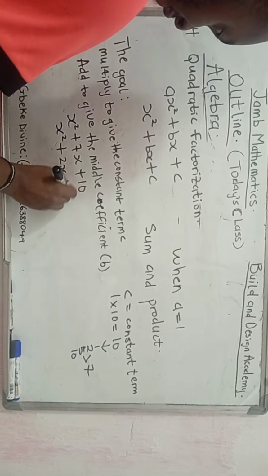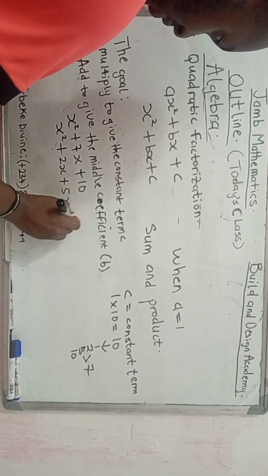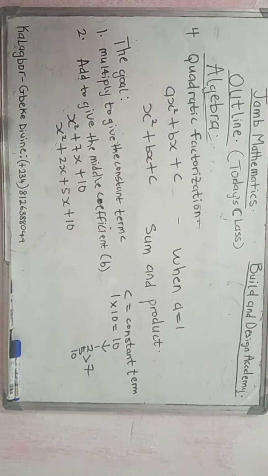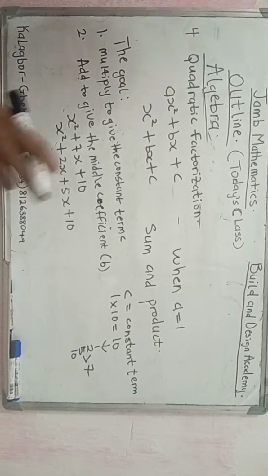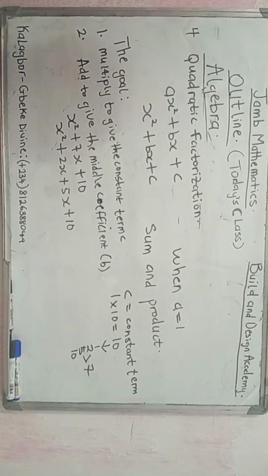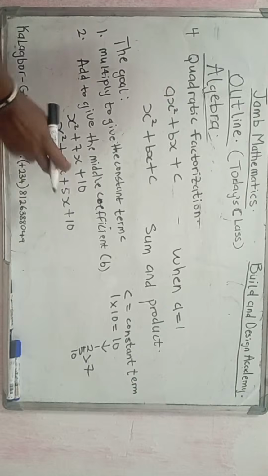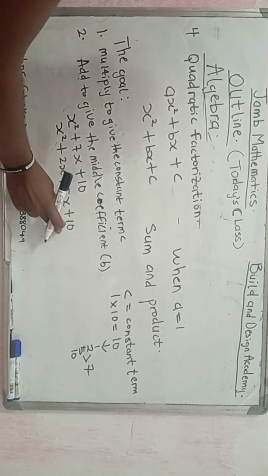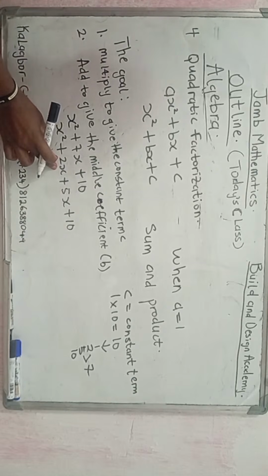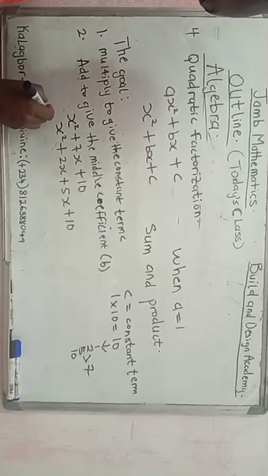2x plus 5x plus 10. So this is our new expression. So if we simplify, remember we talked about factorization by grouping. So we take this one as one group, we take this as one group. So from this group, we have x as common between both of them. So we'll bring it out.